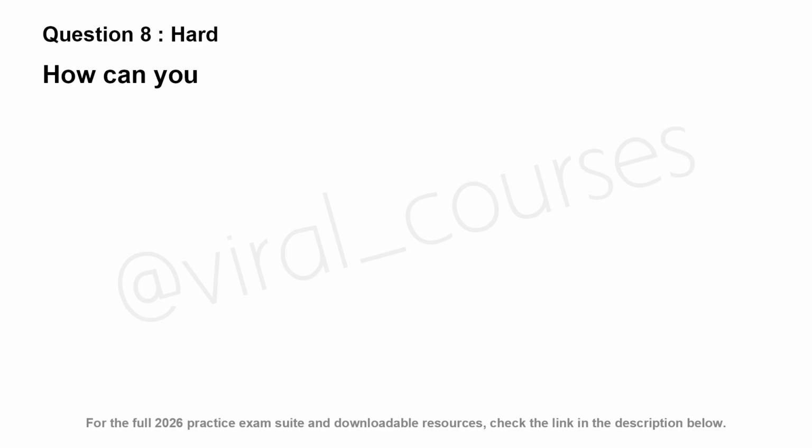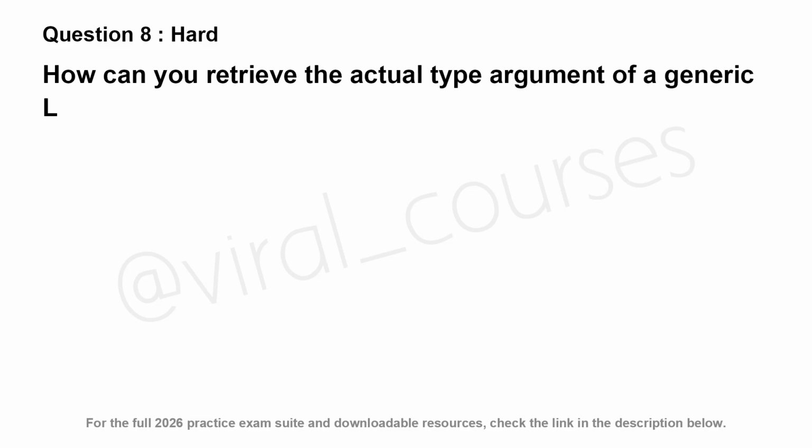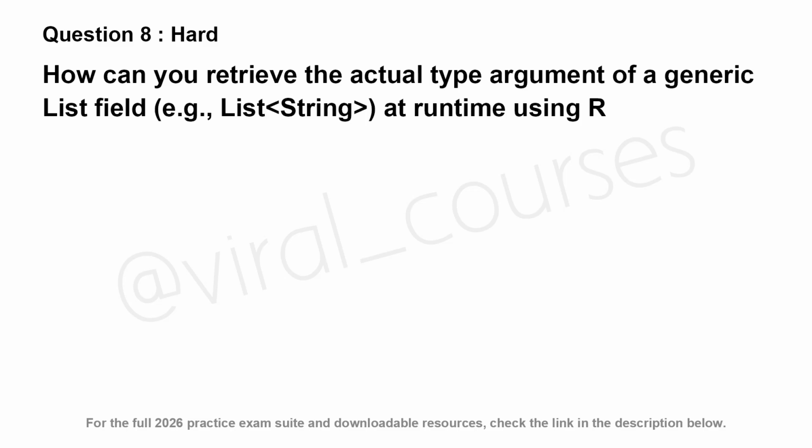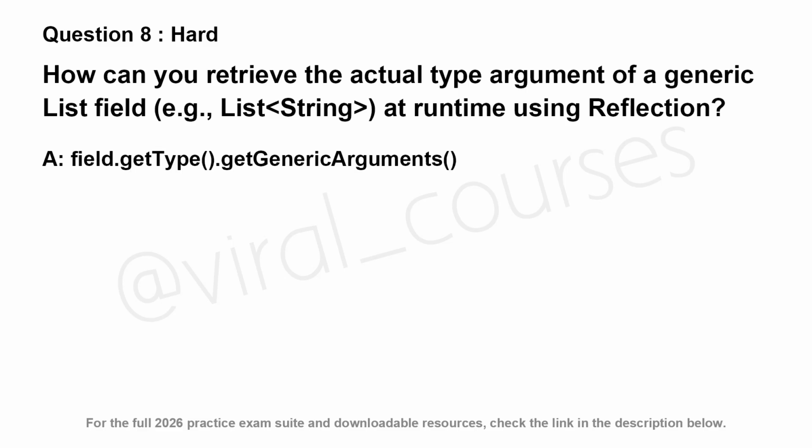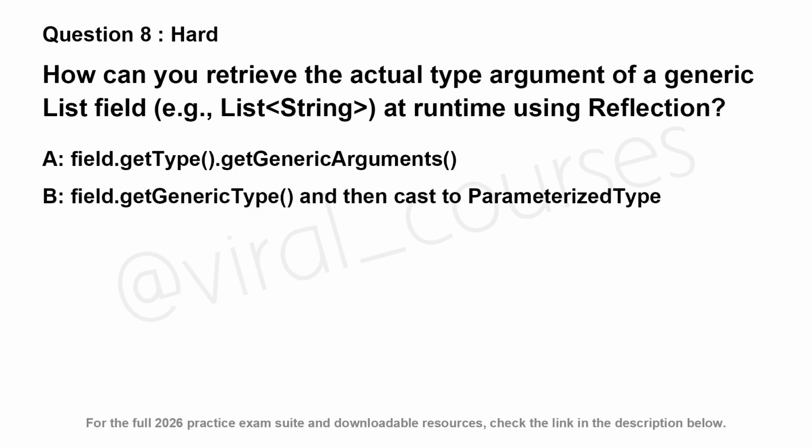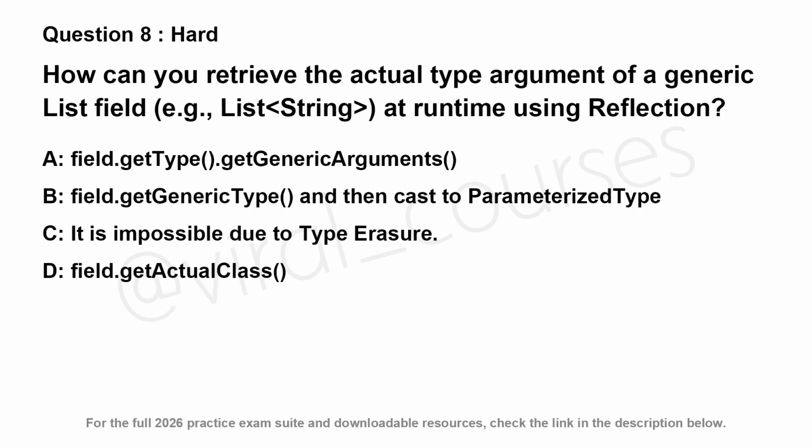How can you retrieve the actual type argument of a generic list field, e.g., List<String>, at runtime using reflection? Option A. field.getType().getGenericArguments(). Option B. field.getGenericType() and then cast to ParameterizedType. Option C. It is impossible due to type erasure. Option D. field.getActualClass().